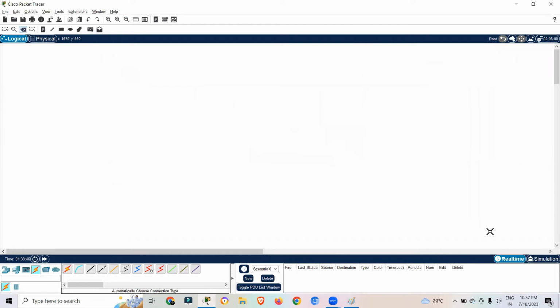Let me take some more switches. Let me delete this one. Okay, let me take some switches. If I take this switch, this is my switch, this is my switch, and I will connect these switches.